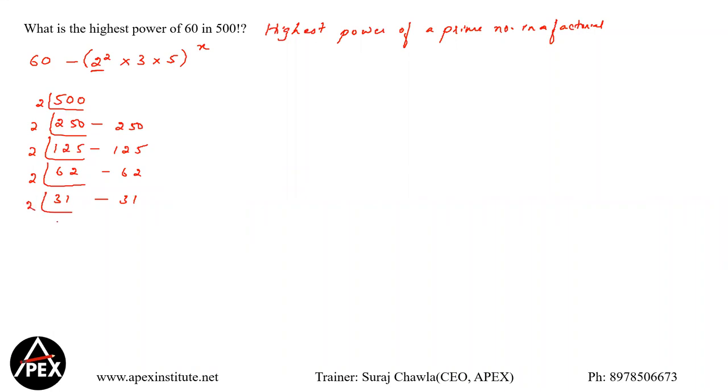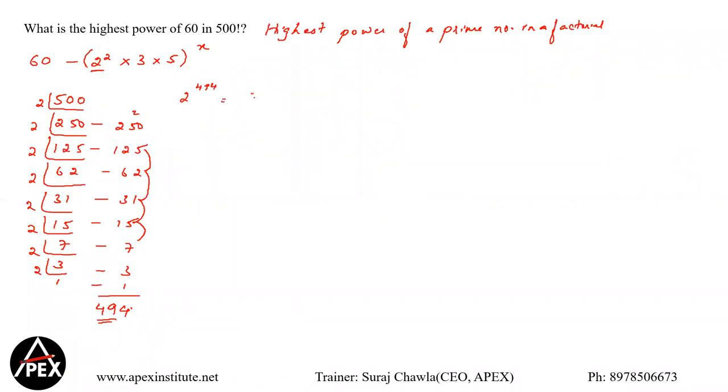And then again 2 into 15, so this becomes 15. Then again with 2 sevens, this becomes 7. Then 2 threes, and then 2 ones, so this is going to be 3 and this is going to be 1. So what's the final answer there? Adding them up, I get 494. So I get 2 to the power 494.